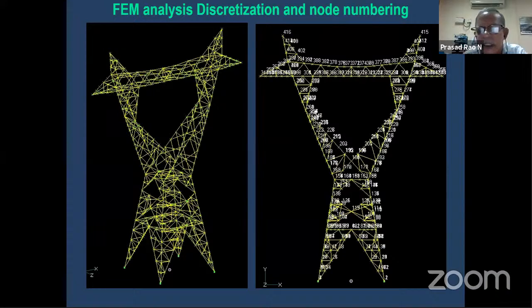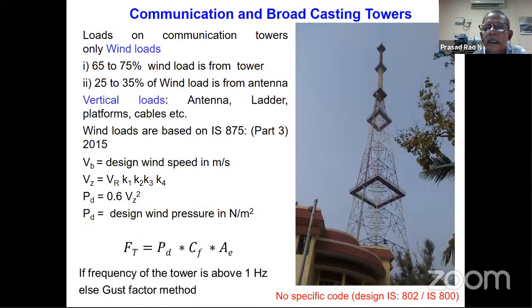Coming to communication towers, these are also very similar to transmission towers. The only thing is the loads are the same, except the conductor will not be there. Conductor loads will not be there. The tower wind and tower body are the same as transmission towers. At present the communication towers are designed using IS 802 or IS 800, but wind loads are taken from IS 875. And the other procedure is similar to the transmission towers.